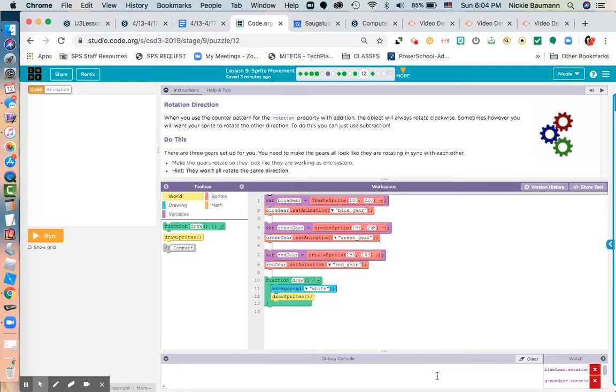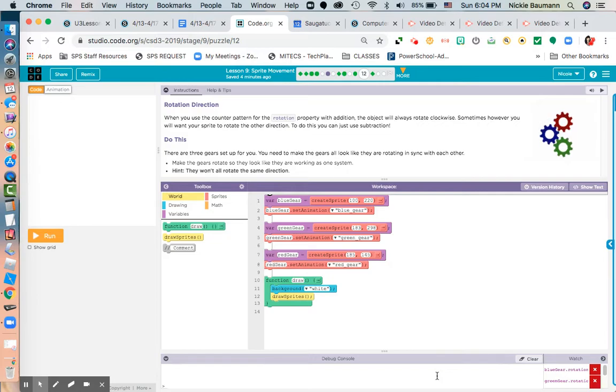So you'll notice that in the directions it says, when you're using the counter pattern for rotation property with addition, the object will always rotate clockwise. So if we're adding to the rotation, meaning we're rotating it, it's going to move in a clockwise position, meaning it's going to turn right, if you will. Sometimes, however, you might want the sprite to rotate in the other direction.